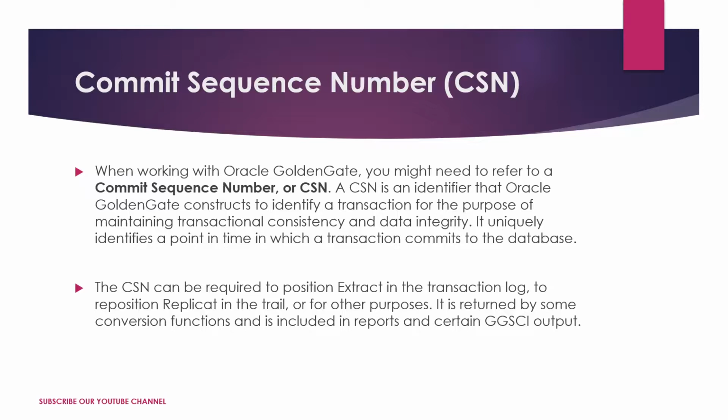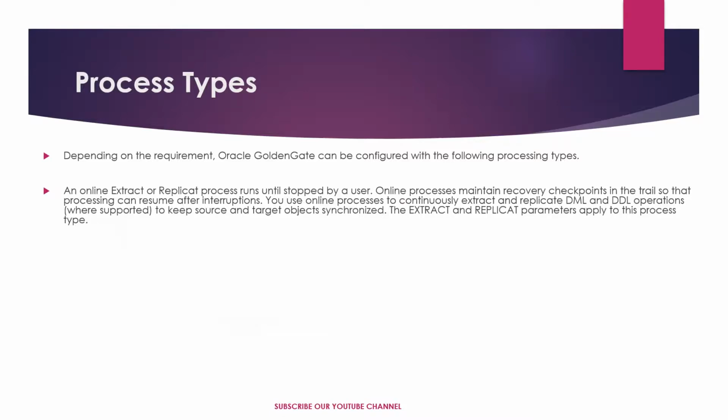So that is CSN. Basically, it is an identifier that Golden Gate constructs to identify the transaction for the purpose of maintaining transaction consistency and data integrity. That's the main purpose of commit sequence numbers. So next one is process type. Depending on the requirement, Oracle Golden Gate can be configured in the following processing types.